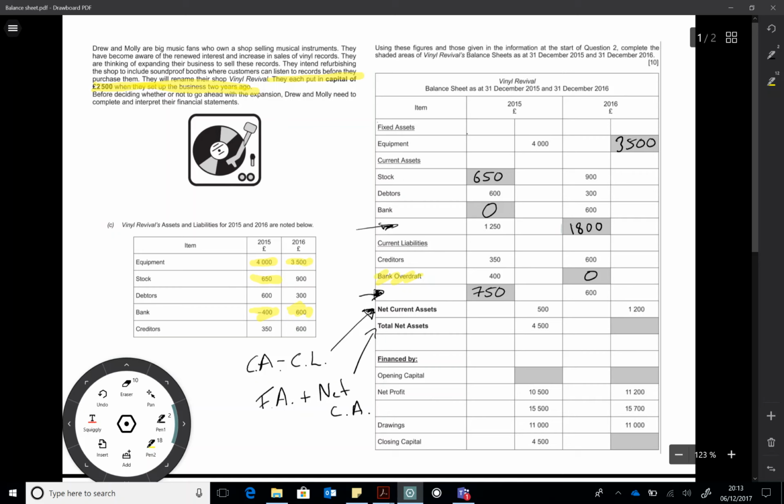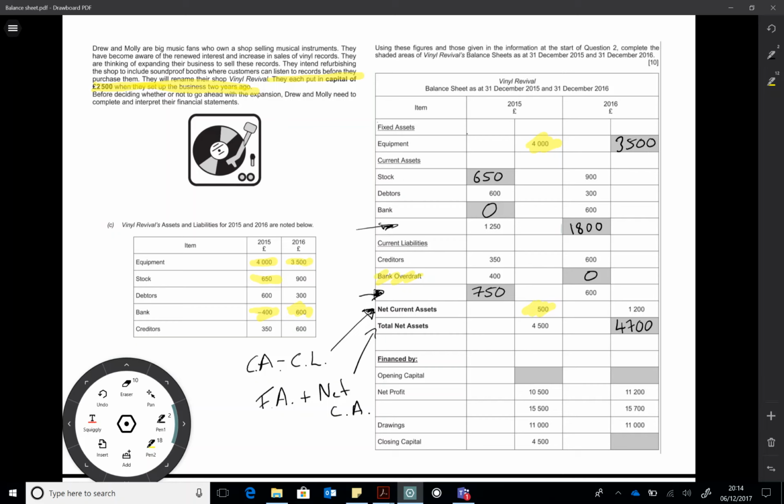So if we double check this, we've got our £4,000 in 2015 plus our £500 worth of net current assets equals £4,500. In 2016, we do a simple sum of £3,500 for our fixed assets plus our £1,200 for our net current assets, giving us a total of £4,700.